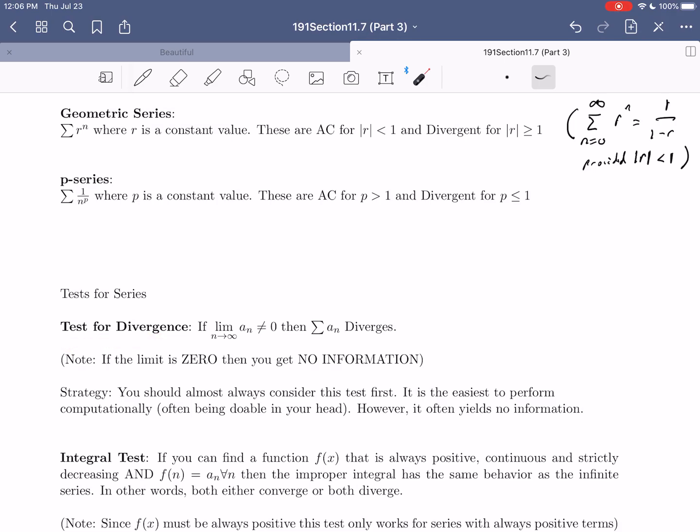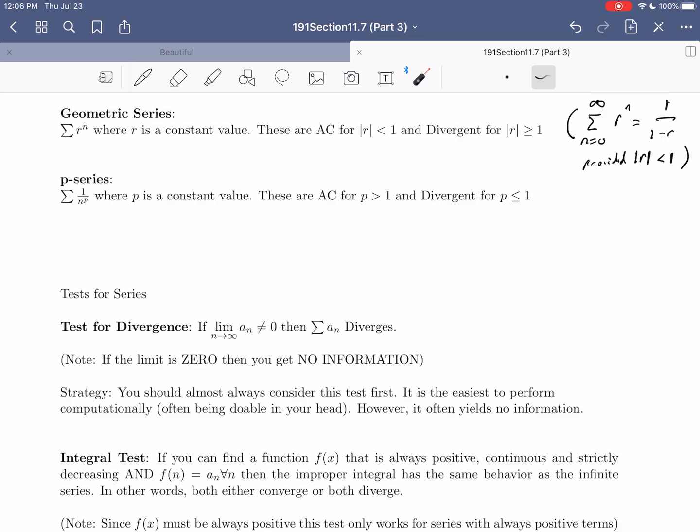The test for divergence says that if the limit of the sequence is not equal to 0, then the series diverges. So if the sequence converges to any value but 0, or if the sequence diverges to infinity, negative infinity, or diverges because it doesn't exist, then the series automatically diverges. Keep in mind, this is a one-directional statement, meaning that if the limit is 0, then you get no information.